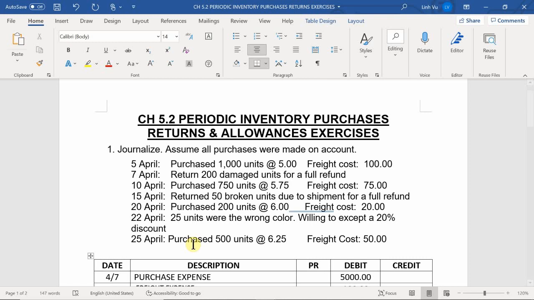So now that I received that batch of inventory, on the 15th of April, I decided to return 50 of those broken mugs due to shipment, and I want a full refund. So 50 more items were broken.